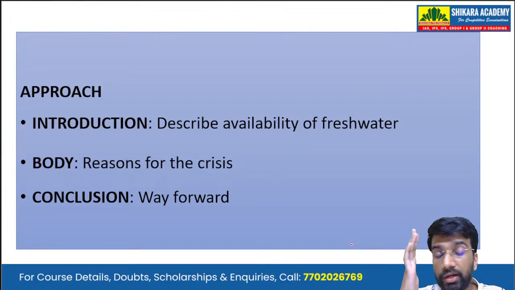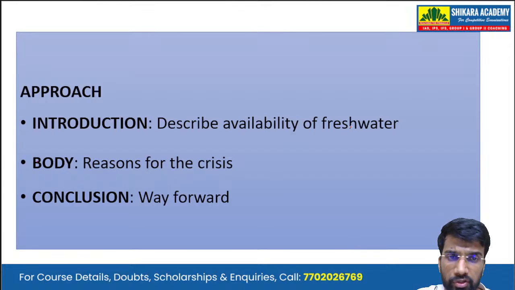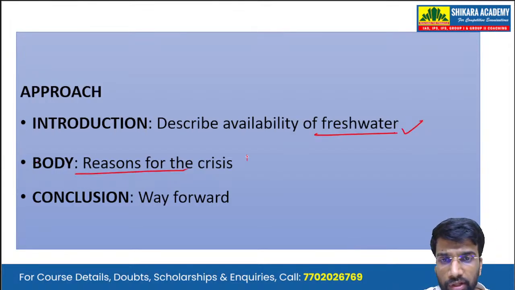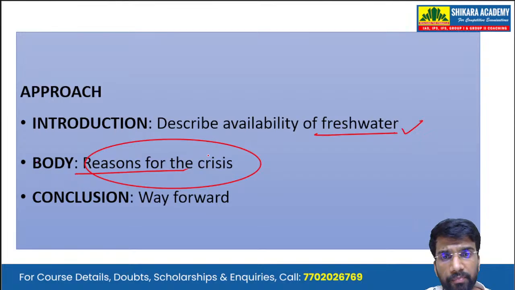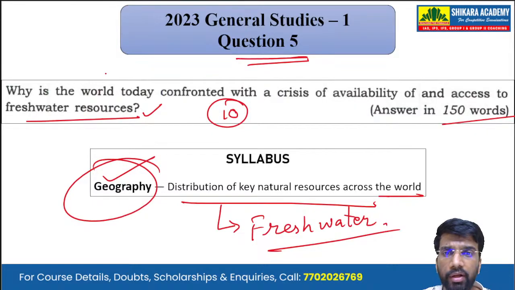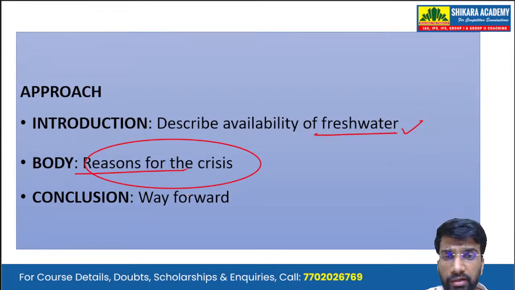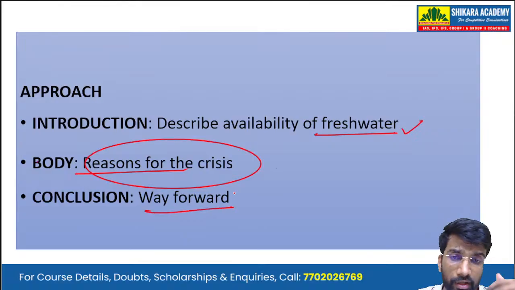So seeing the approach, in the introduction, we describe the availability of fresh water in the world. Then in the body, we write the reasons for the crisis, because the question is asking us to discuss why the world today is confronted with the crisis of availability and access of freshwater resources. Then in conclusion, because we have discussed the problem, we have to give a way forward.